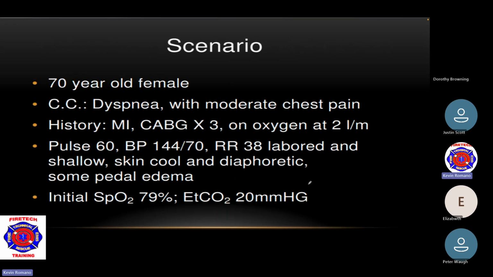Right? So here's a scenario for you. You had a 70-year-old female, dyspnea with moderate chest pain, has a history of a myocardial infarction and a CABG ×3. Those who don't know what CABG means, it is coronary artery bypass graft. On oxygen at 2 liters a minute. The pulse is 60, the BP of 144 over 70. Respiratory rate of 38, labored and shallow. Skin is cool and diaphoretic with some pedal edema. The initial SpO2 is 79% with an end tidal of 20. What do you want to do?